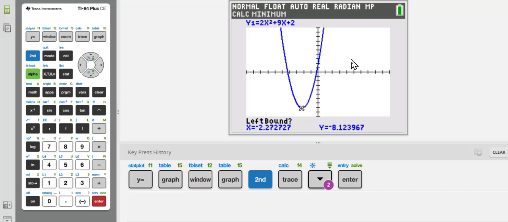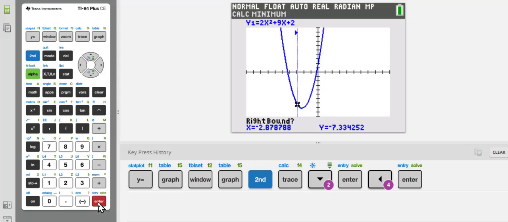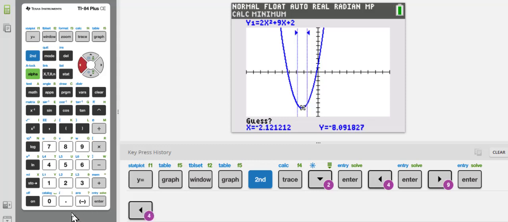Then it asks you for a left bound. So I'm just going to move my cursor over so that it's on the left side of that vertex. And then hit enter. And then it asks for a right bound. So you put your cursor over on the right side. And then a guess. And the more accurate you are with these, the quicker it'll be. So that's why we're doing that. So we're going to guess right around there. All right, it tells you the minimum is negative 2.25, negative 8.125.